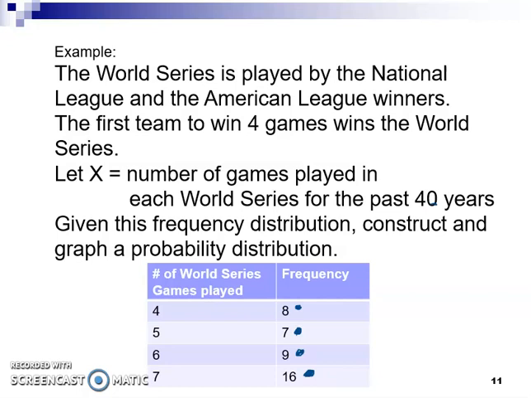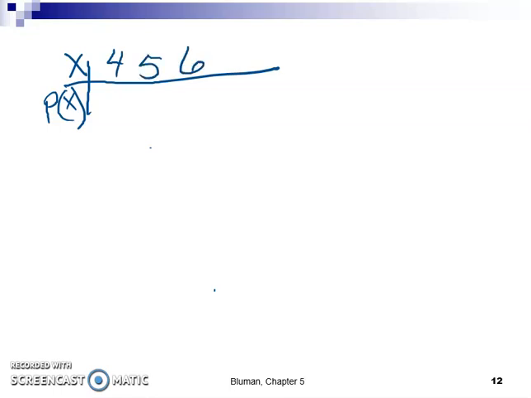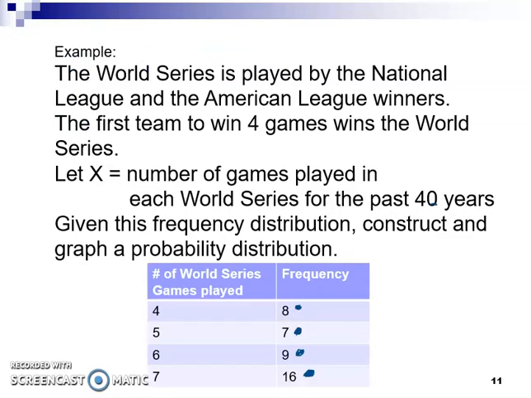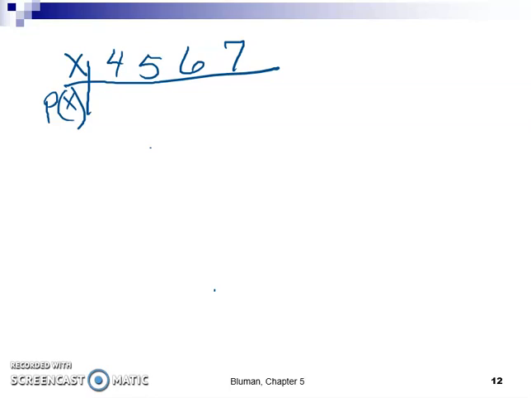And so the number for X, the number of World Series games could be 4, 5, 6, or 7. So in our distribution, this is our probability distribution. We have X and then the probability of X. So X was 4, 5, 6, and 7. And then to get the probabilities, we go back and put the frequencies divided by the total number of frequencies. So we got 8, 7, 9, and 16.